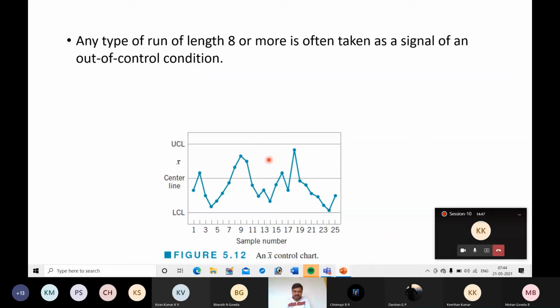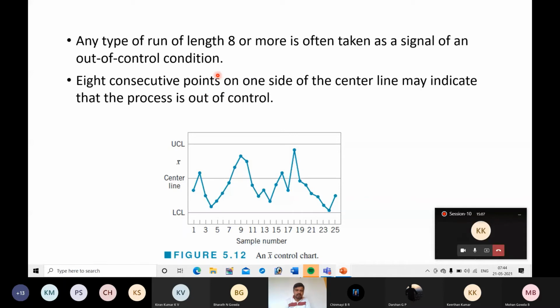So points may be falling within the control limits, but if they are increasing or decreasing in a particular manner, and the count of this particular manner, that is run up or run down, is 8 or more, we can consider that as a possibility of an out of control condition.